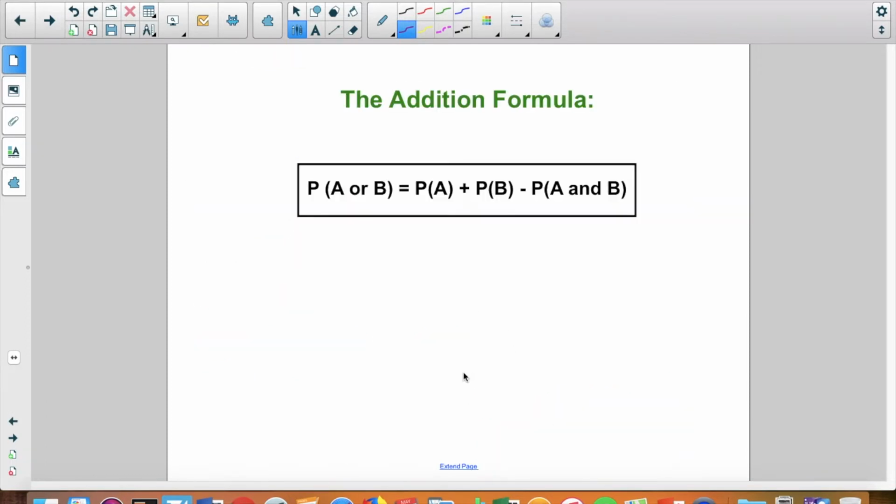The addition formula. So like I mentioned before, today we're looking at the probability of A or B. So the addition formula is used when you're finding the probability of A or B. And that happens by having the probability of A plus the probability of B minus the probability of A and B.